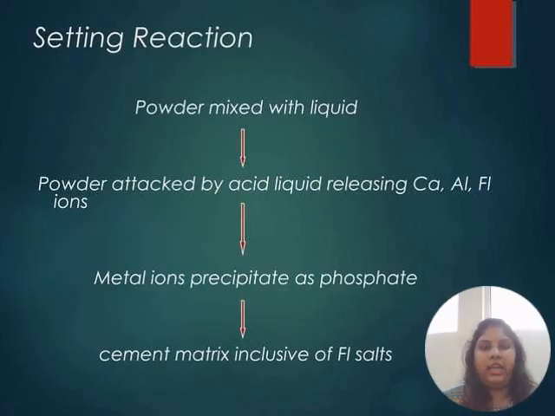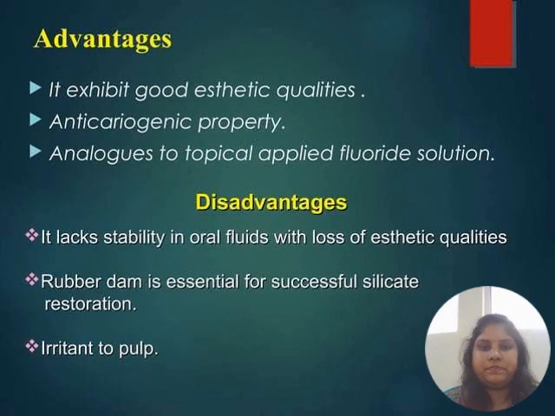So how is the setting reaction? The powder is mixed with the liquid, and the powder is attacked by the acid liquid, releasing calcium, aluminium and fluoride ions. The metal ions precipitate as phosphates in a cement matrix inclusive of fluoride salts. Advantages: it exhibits good aesthetic qualities, it has good anti-cariogenic properties, analogous to topical fluoride solution. Disadvantages: it lacks stability in oral fluids, with loss of aesthetic qualities. Rubber dam is essential for a successful silicate restoration, and it acts as an irritant to the pulp.